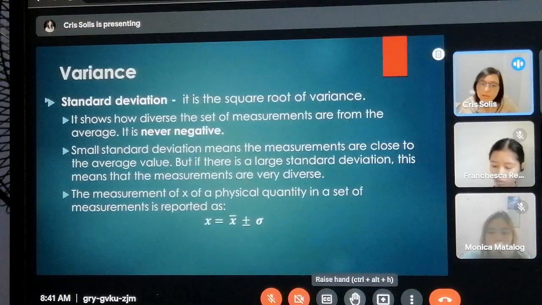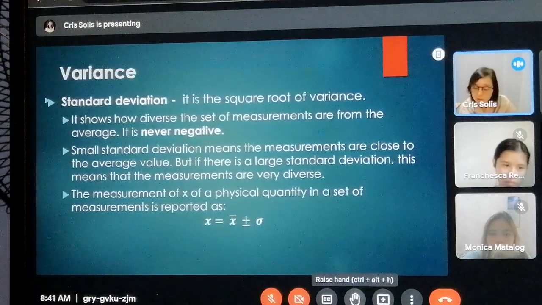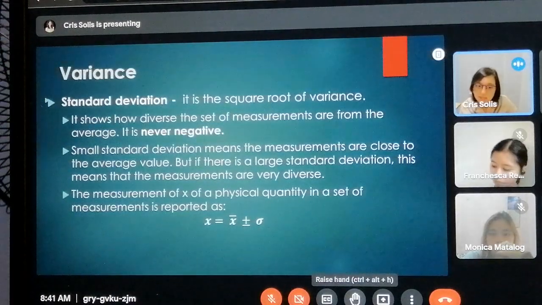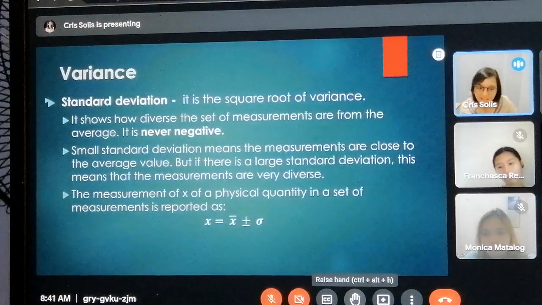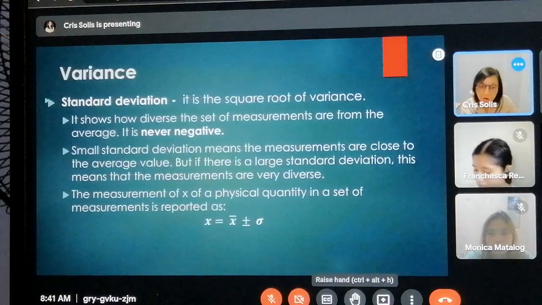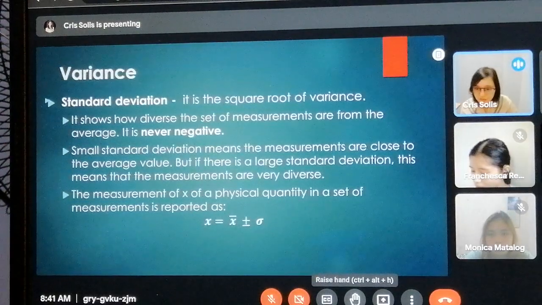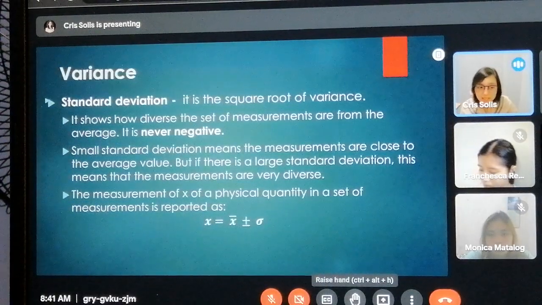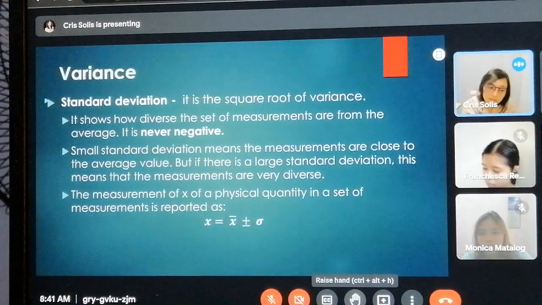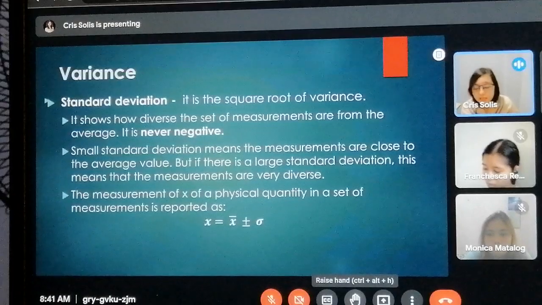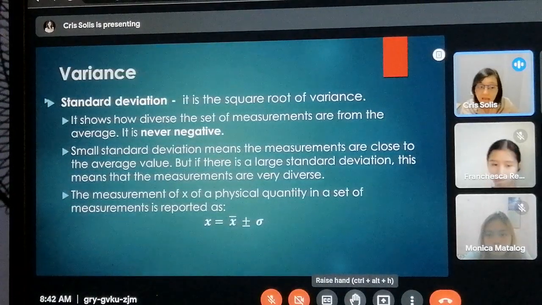After that, you have your standard deviation. The standard deviation is simply the square root of your variance. It will never have a negative answer. Tandaan nyo, it's always positive. Sure, pwede po ba siyang decimal? Yes, decimal kadalasan. So this shows the diversity of your measure set from the average.